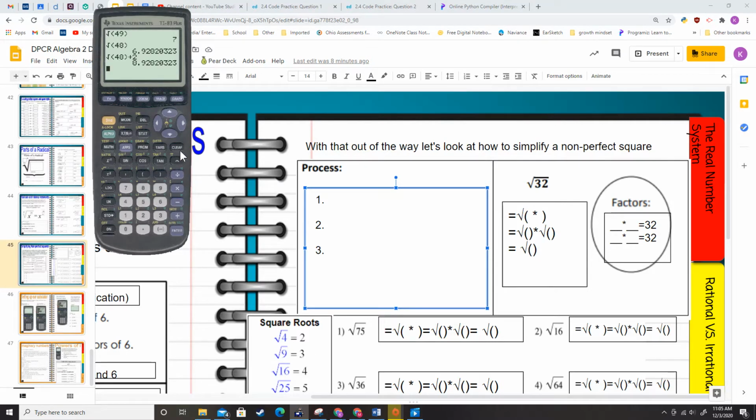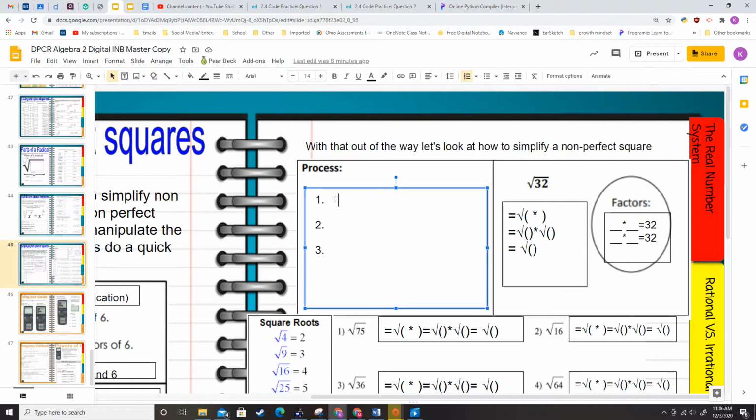I know the square root of 32 is a non-perfect square because when I put the square root of 32 in the calculator, I end up getting 5.65, so on and so forth. That's kind of messy. We don't exactly want to deal with this every single time. We want to do some math with the square root of 32. So, what we're going to do is break this up using some factoring so that we can manipulate this. So, how does it work? What's our process for this?